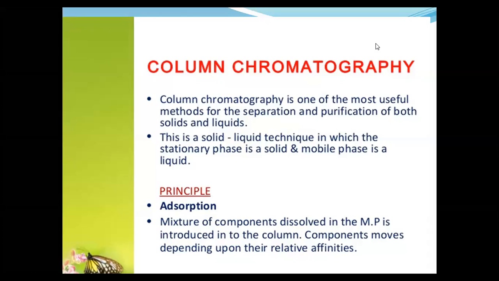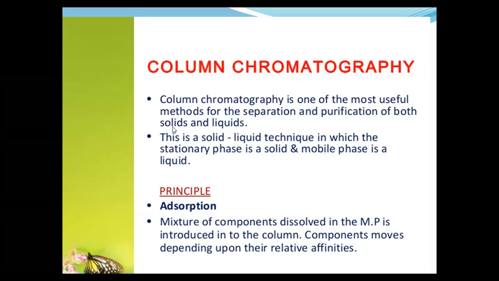In those we have used a plane surface or plane medium to support our stationary phase. But here we are using a vertical column or vertical glass tube, which supports our stationary phase. That's why this chromatography technique is known as column chromatography. Column chromatography is one of the most useful methods for the separation and purification of both solid and liquid compounds. Here this is very widely used after paper chromatography.